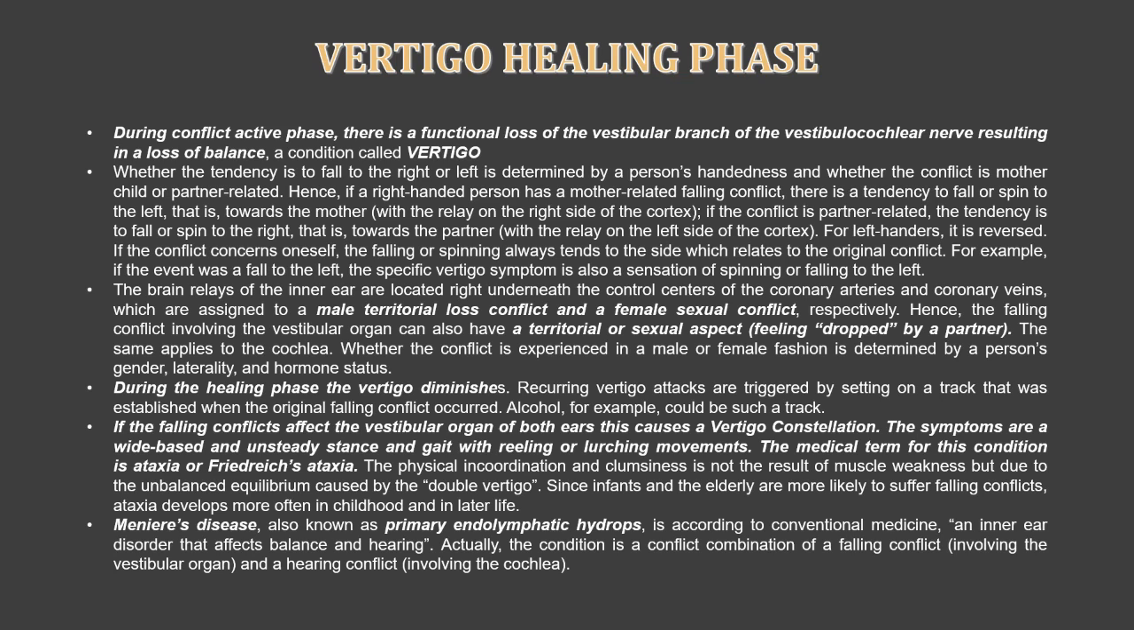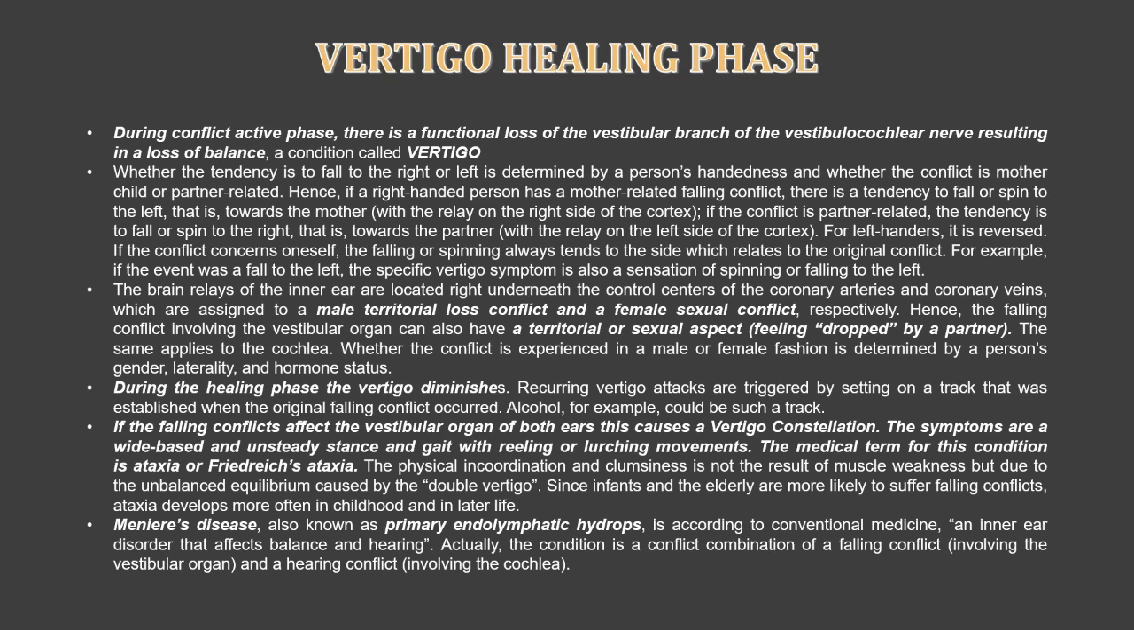Hence, if a right-handed person has a mother-related falling conflict, there is a tendency to fall or spin to the left, that is towards the mother, with the relay on the right side of the cortex. If the conflict is partner-related, the tendency is to fall or spin to the right, that is towards the partner, with the relay on the left side of the cortex. For left-handers, it is of course reverse. If the conflict concerns oneself, the falling or spinning always tends to be to the side which relates to the original conflict. For example, if the event was a fall to the left, a specific vertigo symptom is also a sensation of spinning or falling to the left.